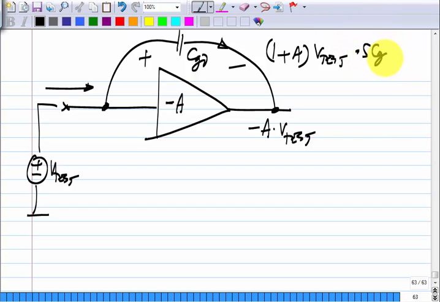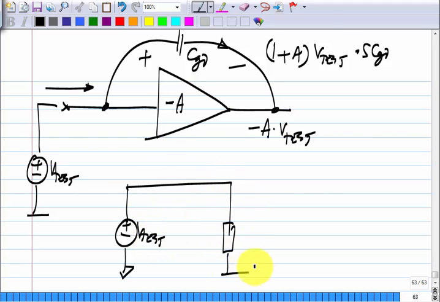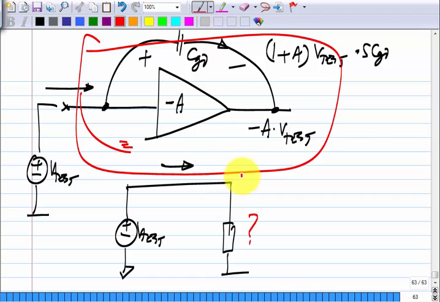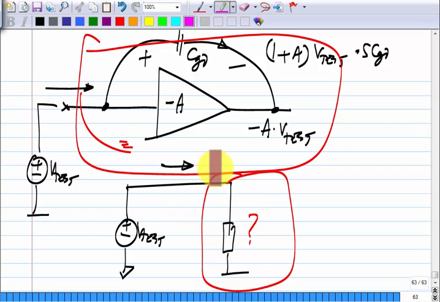It is S times CGD times that voltage. I use Laplace variables, it's the same thing. So let's say you had to apply V test to a single element, and this current should be the same as that current. Let's say this was in a black box, and I'll make another black box with a single element inside, no amplifier and so on. So what should this element be so that the input current here and there are exactly the same? Basically, V test by I test gives you some impedance, and that impedance is what you have to replace it with. And you will easily see that it is equal to a capacitor of value 1 plus A times CGD.